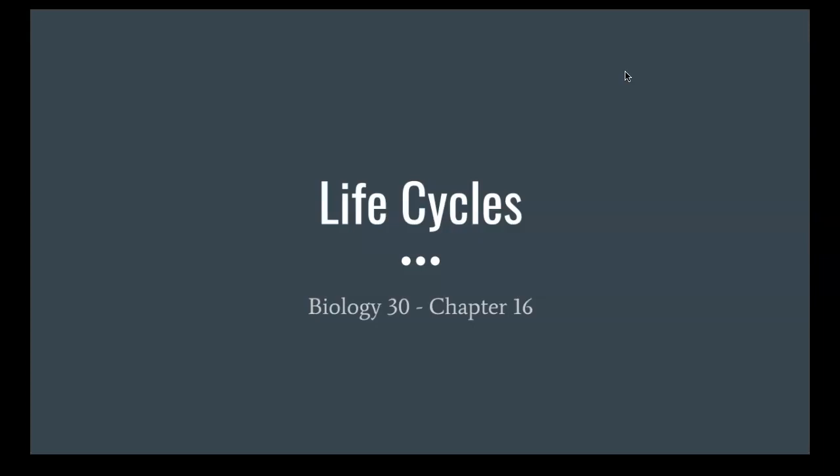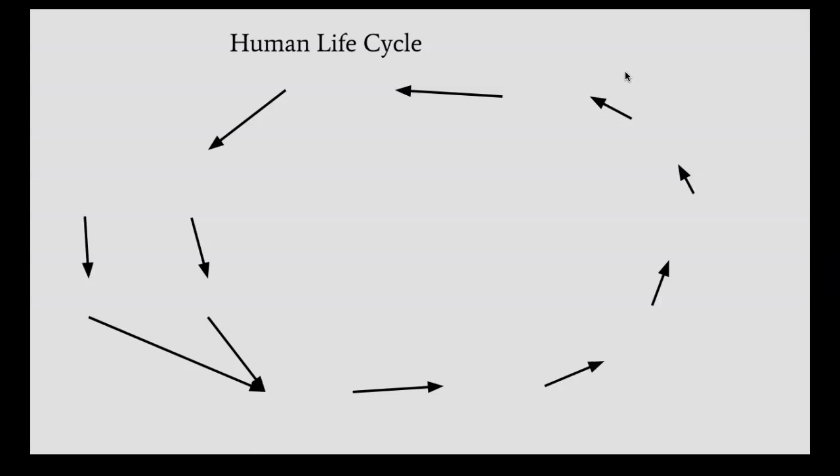Hey everyone! So in this video I'm going to be talking about different life cycles of different animals and explaining kind of how to figure out where mitosis and meiosis is happening, where fertilization is happening, when things are haploid and when things are diploid. So we're going to start with the human life cycle.